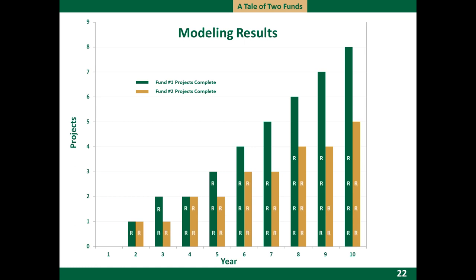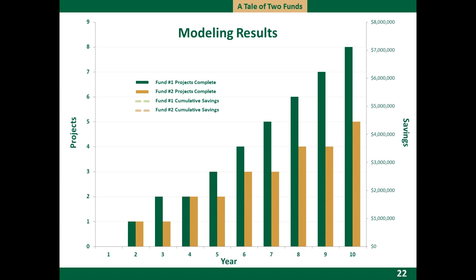And we can see that pretty clearly if I mark each project that is currently repaying the fund with an R, as I've done here. So at every moment in this model, fund number one has either an equal number or a greater number of projects repaying it than fund number two. And that gap grows wider over time. In fact, if you look at year 9, fund one has fully double the number of projects repaying it versus fund number two. So that explains much of the compounding effect.